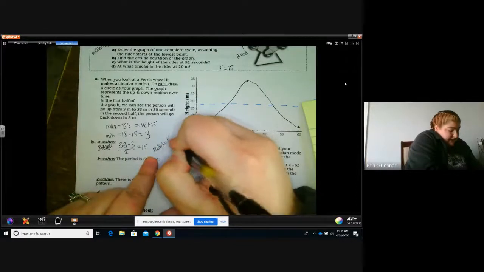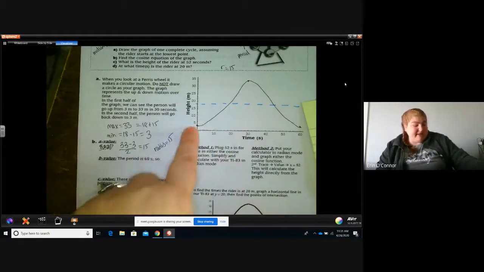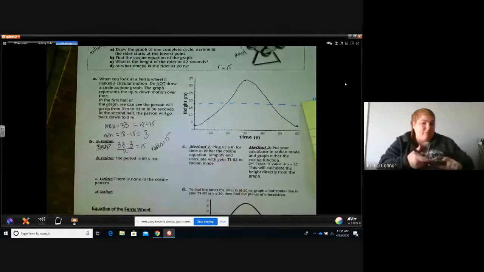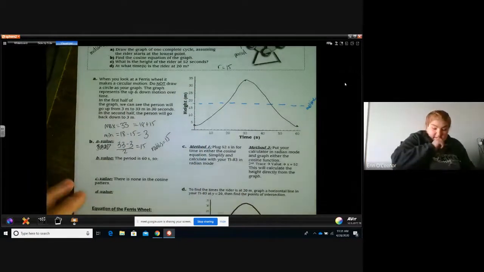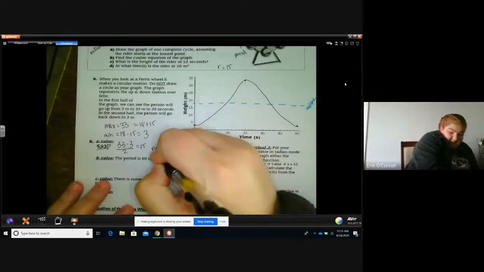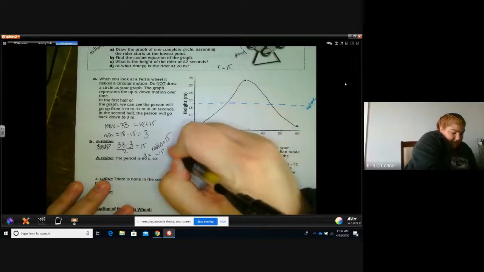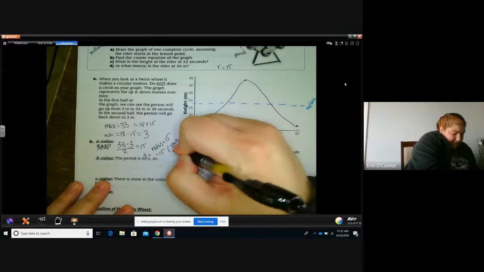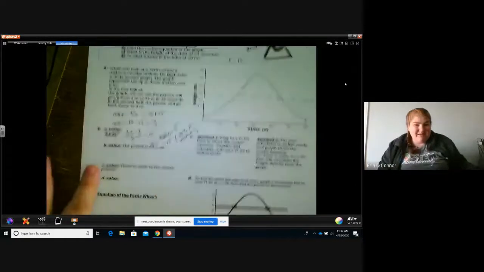Now, the big thing here, though, is it starts at the minimum. Remember, we always said cosine starts at a maximum. And if it starts at a minimum, that means it's been rotated. So one thing we have to be clear about here is negative 15 is your actual A, and that's because it starts at minimum. So that is your actual A.